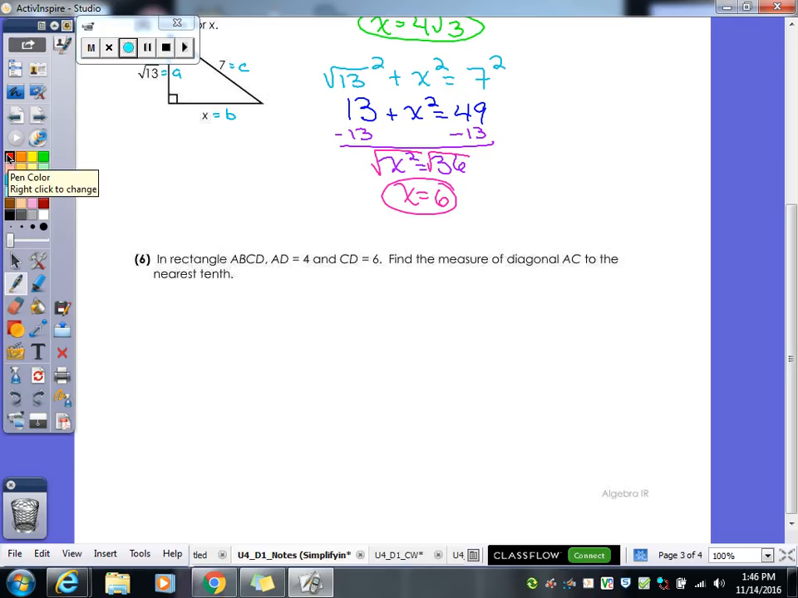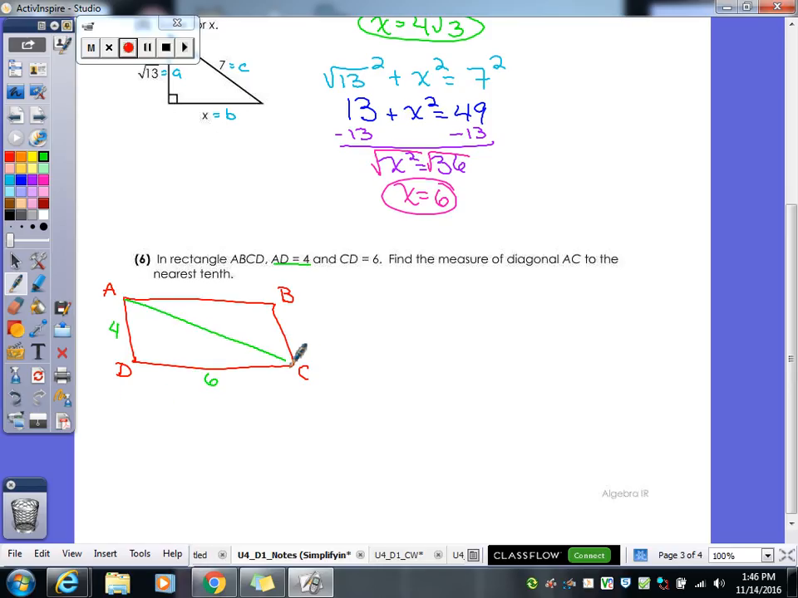All right, one more, and then we're done with our notes today. We have in rectangle ABCD. So I'm going to draw a rectangle ABCD. Now, when you label the corners of your rectangle, you need to go around in a circular motion. You can't skip around. So ABCD needs to flow around in a perfect circle. We're told that AD is 4 and CD is 6. They want us to find the length of the diagonal AC.